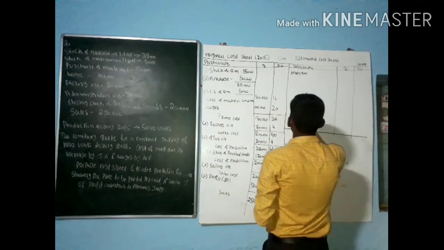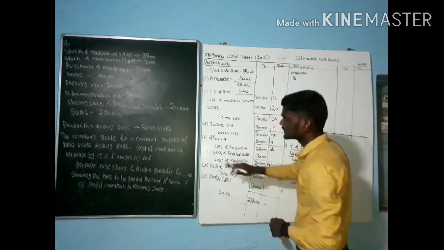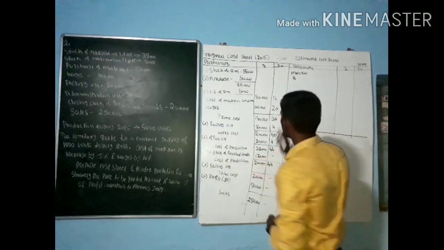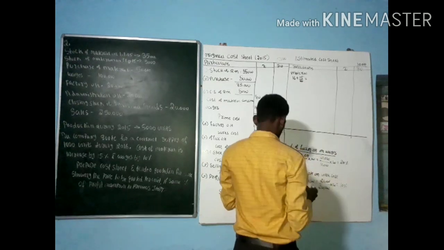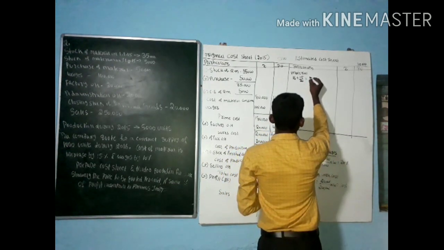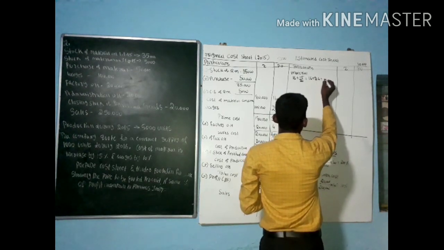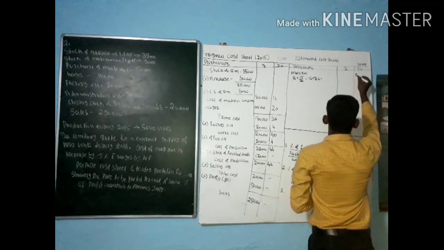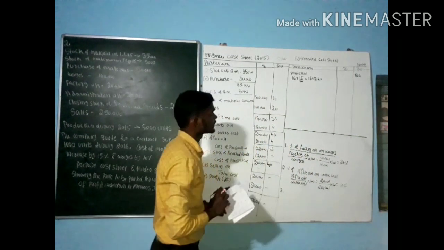So how much is the per unit value here? 16 rupees. Previously 16 rupees. How much is it increasing? It is increased by 15 percentage, plus 15 percentage of 16. That is we are getting 2.4. So 16 plus 2.4, that is 18.4 per unit. Next one.